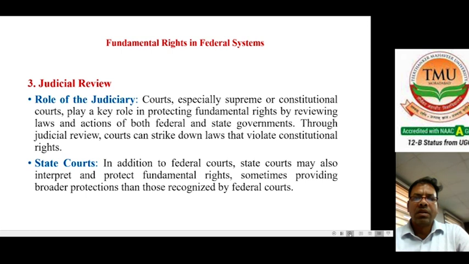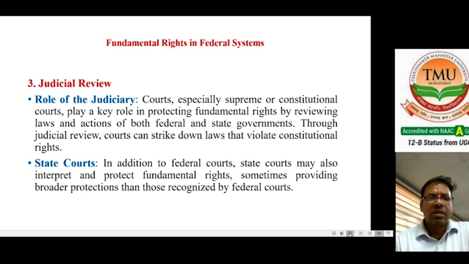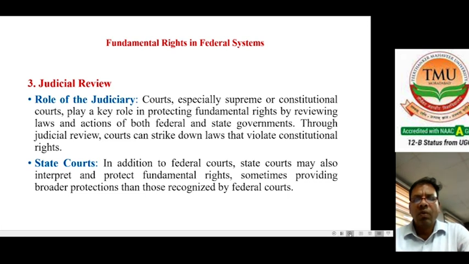Next, an important aspect of fundamental rights in the federal system is judicial review, the role of the judiciary. Courts, especially the Supreme or constitutional courts, play a key role in protecting fundamental rights by reviewing laws and actions of both federal and state governments. Through judicial review, courts can strike down laws that violate constitutional rights. This is a very important part of this topic.